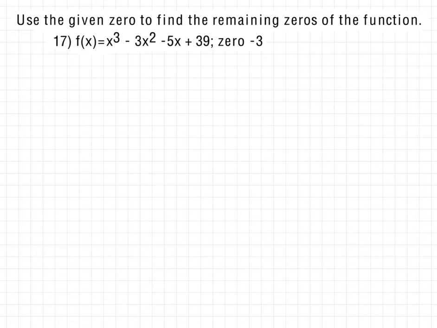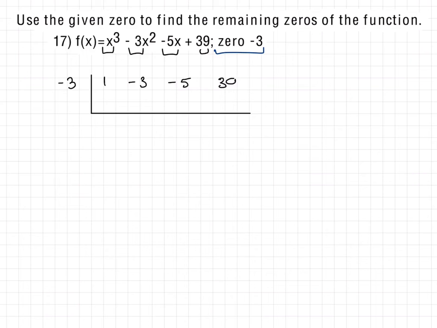So to start by solving this, we're going to go ahead and set up synthetic division. To do that, we're going to take the zero given and put that on the outside. So it's going to be negative 3. I'm going to go ahead and draw my box for synthetic division. And then we're going to take the coefficient from each term of our function and put it in. So we have 1, negative 3, negative 5, and 39.